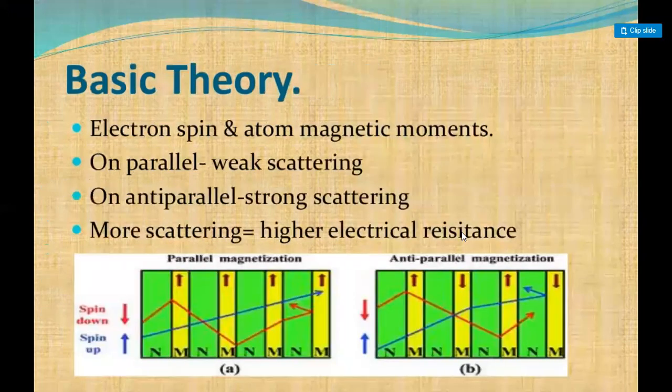The basic theory of GMR: electron spin and atom magnetic moment parallel gives weak scattering, anti-parallel gives strong scattering. More scattering equals higher electrical resistance. There are two diagrams: A shows the parallel magnetization and B shows the anti-parallel magnetization. The red arrow pointing down is spin down, and the arrow pointing up shows spin up. You have to see it in the diagram.